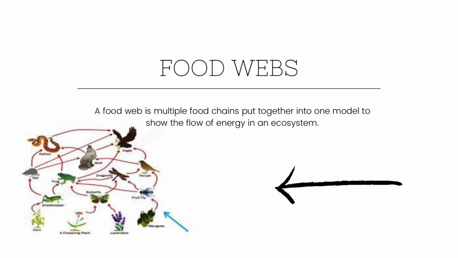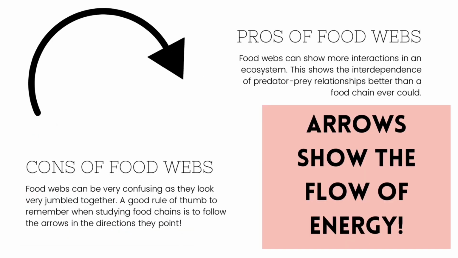So food webs. Food webs are multiple food chains put together into one model to show the flow of energy in an ecosystem. With this example, you can see this food web has multiple producers, it has multiple primary consumers. You also want to note the arrows. So this will speak on that.